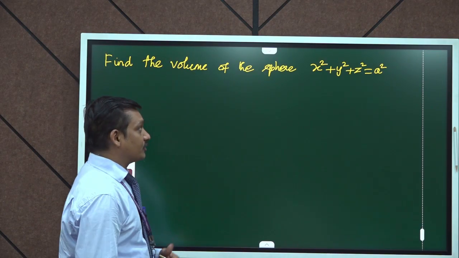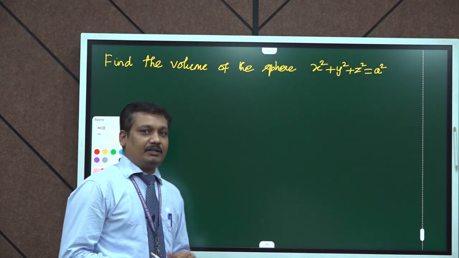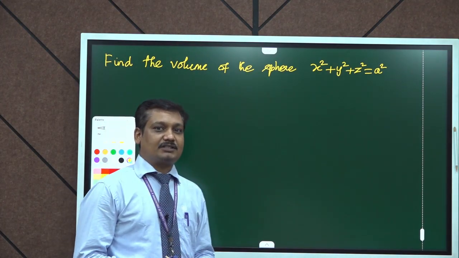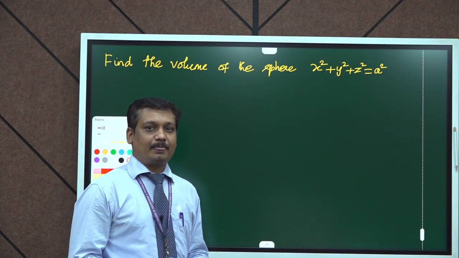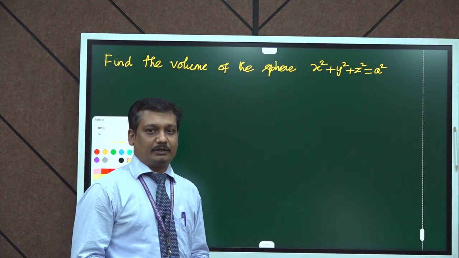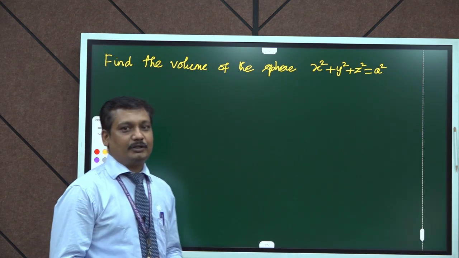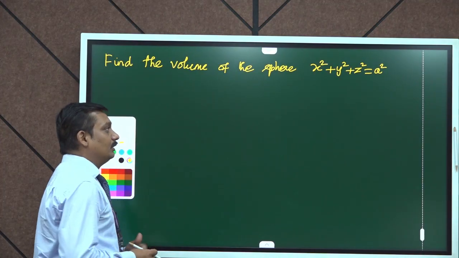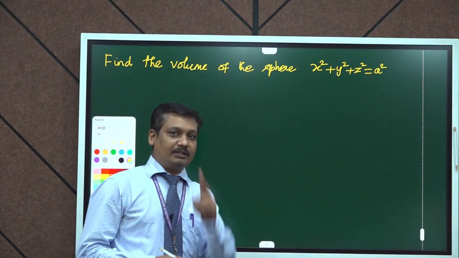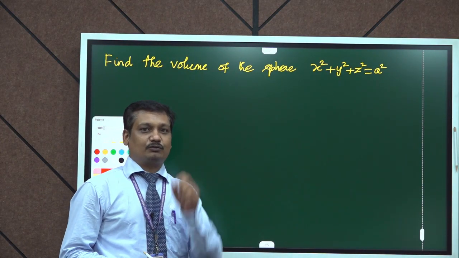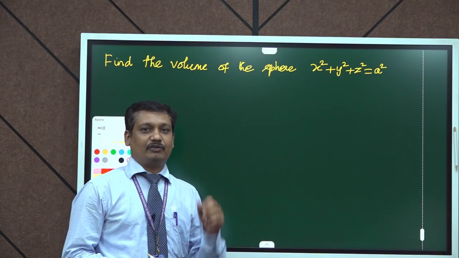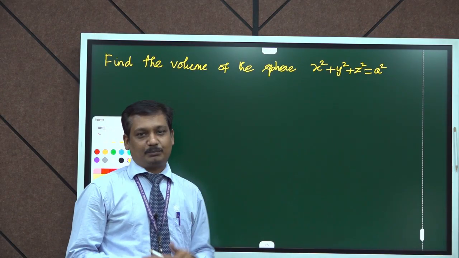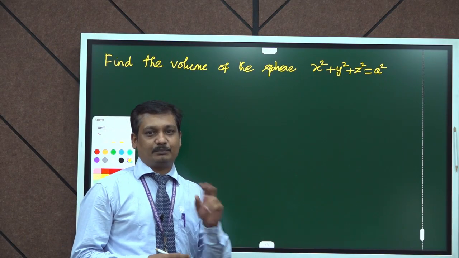Before we start this problem, in the previous video we discussed the same problem using spherical polar coordinates, but in this section we are going to use Cartesian coordinates. Now come back to the problem. Here we have only two parts: one is to find the limits, and the other is to solve the integration part.